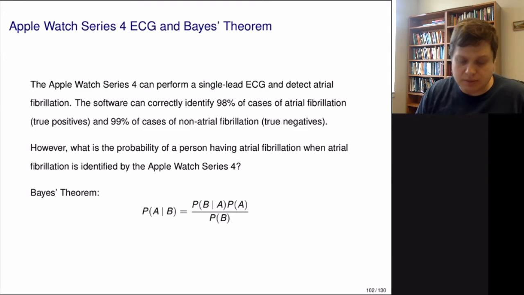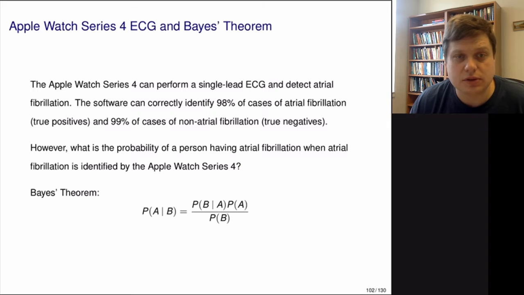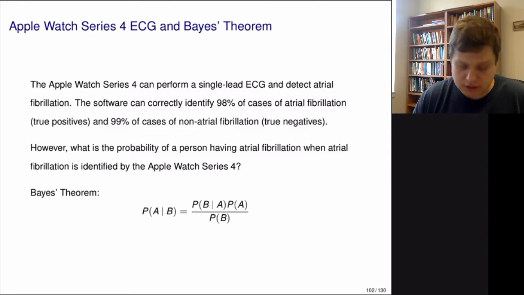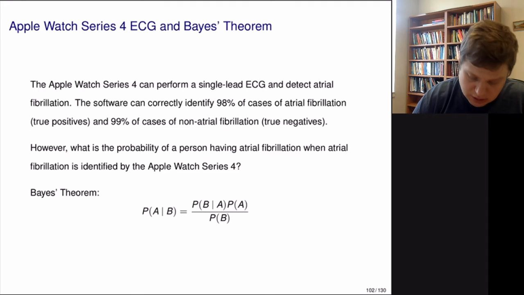Let's look at another example of applying Bayes' rule. In Series 4, Apple introduced an ECG device in the Apple Watch, and this device can detect atrial fibrillation. And engineers give the following specification for this sensor.